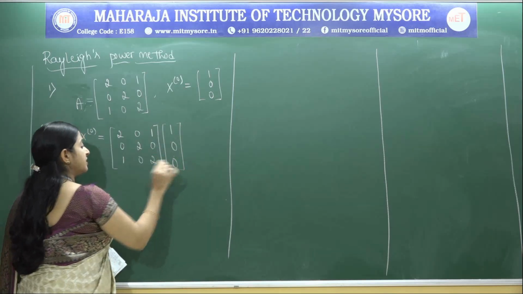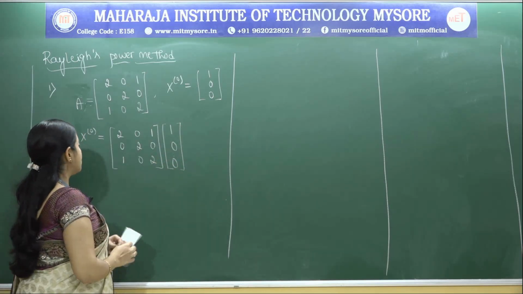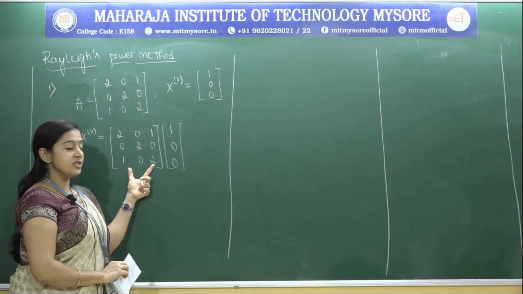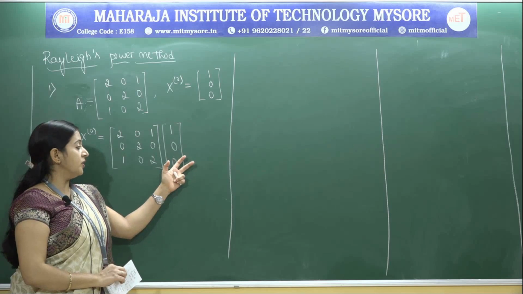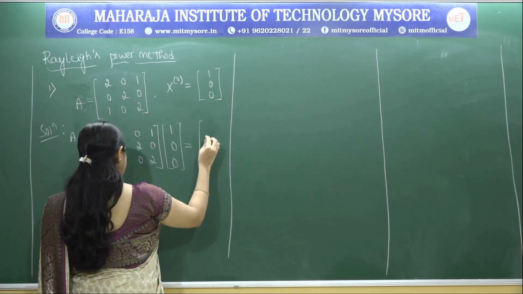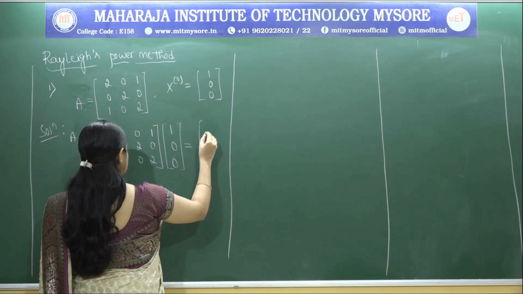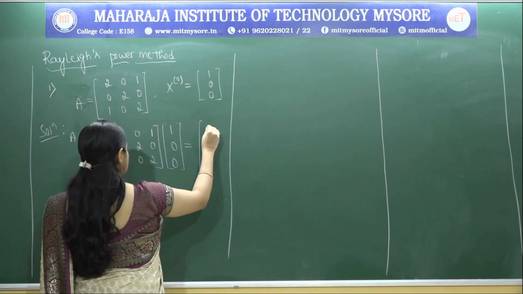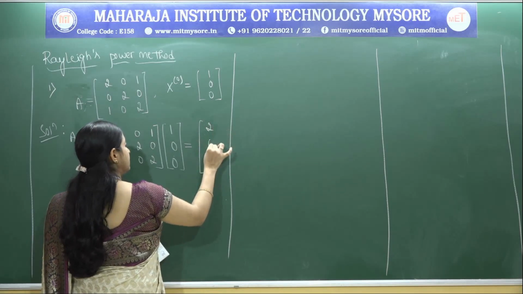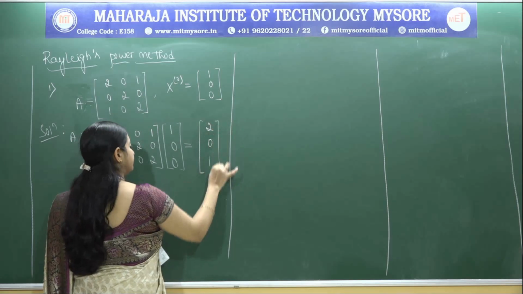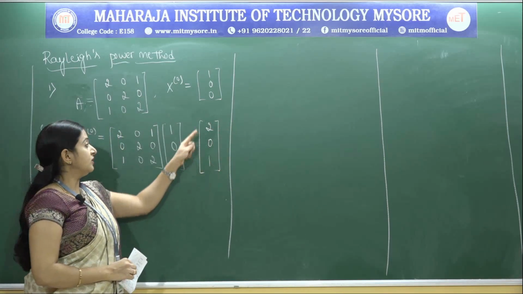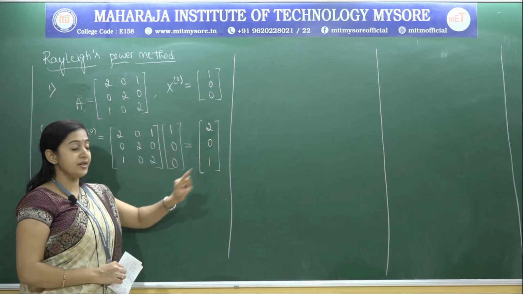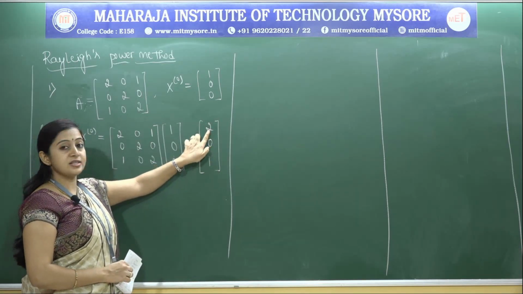So calculate this in your calculator. First one is the matrix of order 3 cross 3. The second one, 3 rows and 1 column, it is of order 3 cross 1. So we will get the answer 2, 0 and 1. So in the resultant matrix, see the largest entry. So you have 2 as the largest entry.